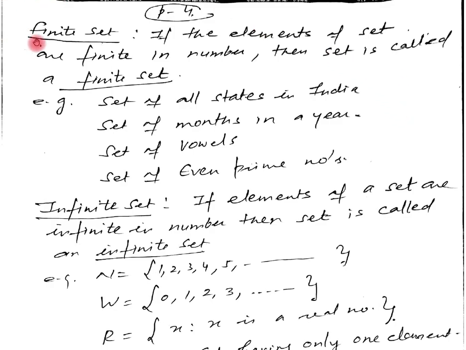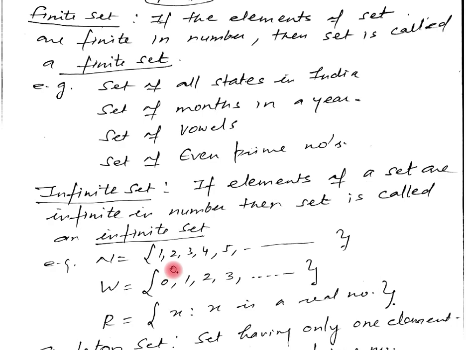So this type of set is known as a finite set, in which the elements are countable. Similarly, the infinite set. If the elements of a set are infinite in number, then the set is called an infinite set. For example, N, the set of natural numbers 1, 2, 3, 4, 5, dash. We can't show all the elements here, so we can write N equal to 1, 2, 3, 4, 5, dash. It is an infinite set.